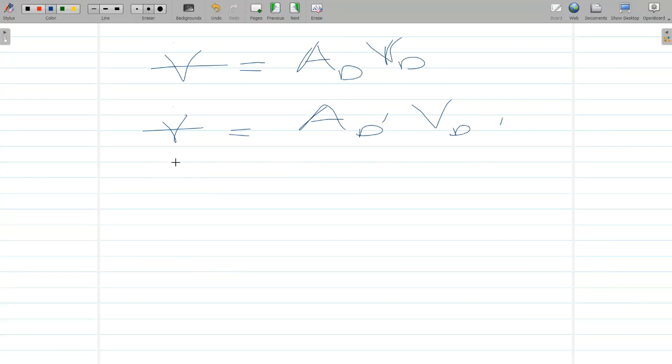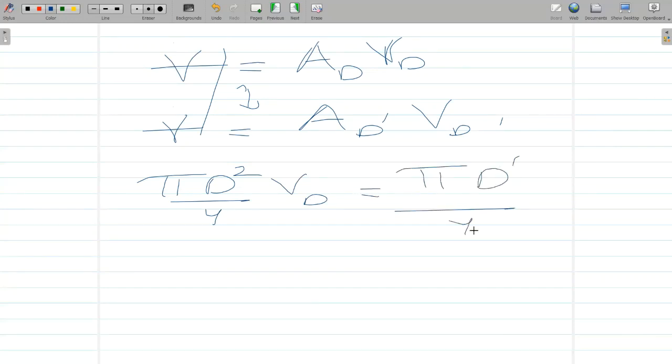So area of pipe with diameter D, so I can equate both these guys, right? Because their LHS is the same. So area of pipe with diameter D is nothing but pi D square by 4, and Vd is the velocity of the pipe with the same diameter. Area of the pipe with diameter D prime is pi D prime square by 4 times Vd prime. Again, pi by 4.